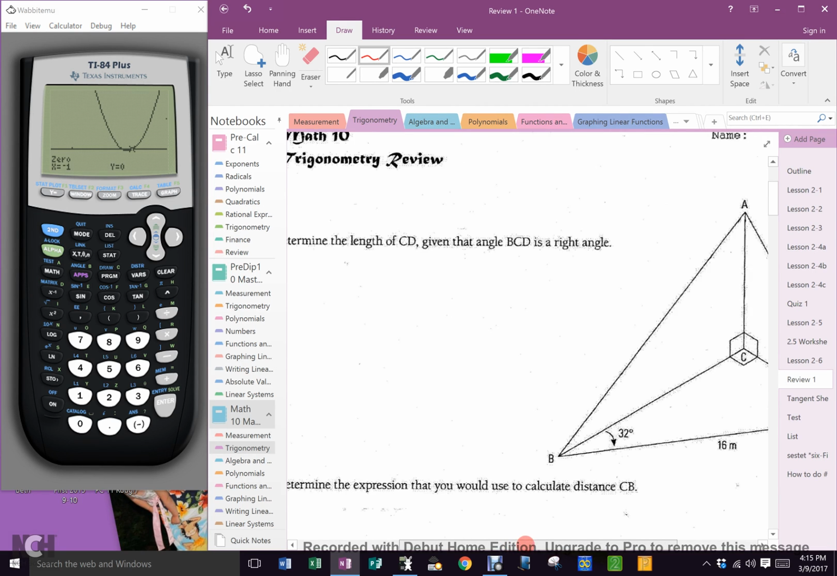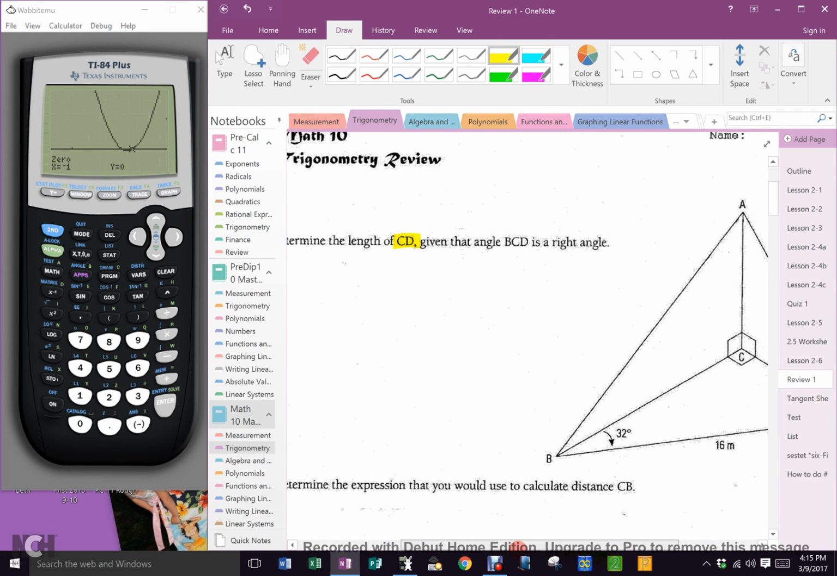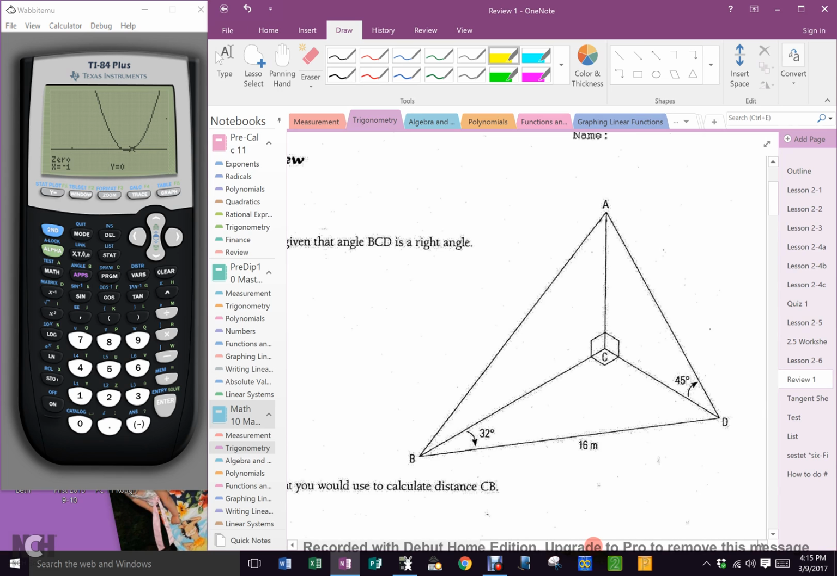Okay, guys, here's the key I promised you. First one, determine the length of CD. So I'm going to highlight that in yellow. CD is right there. So I need two pieces of information about that triangle. And I have this, which is 16. And that makes that yellow triangle with 16 and 32.